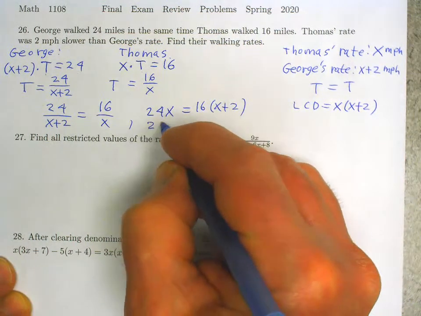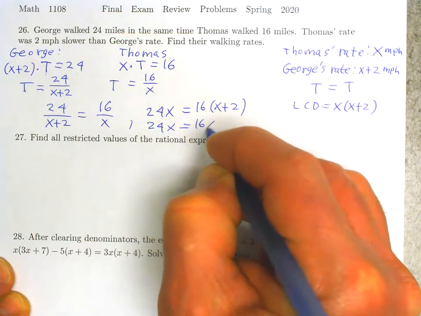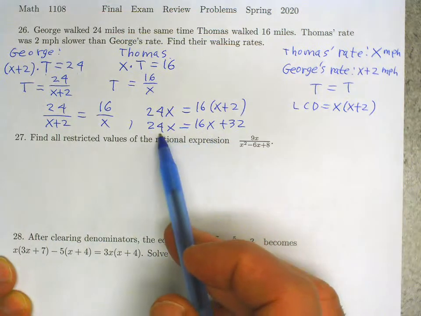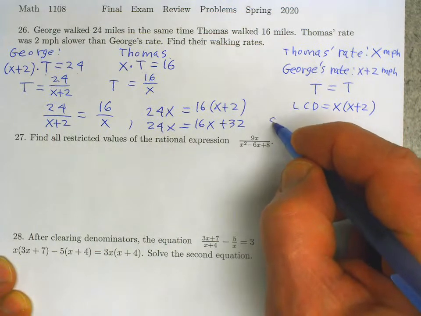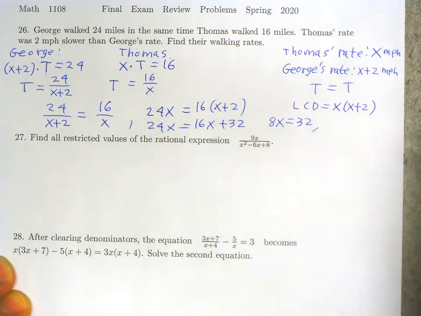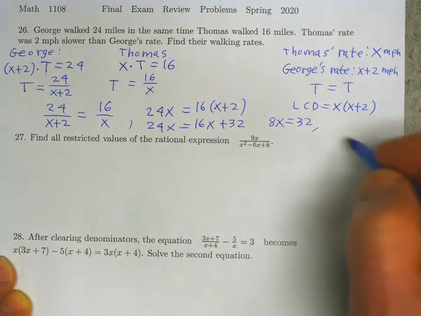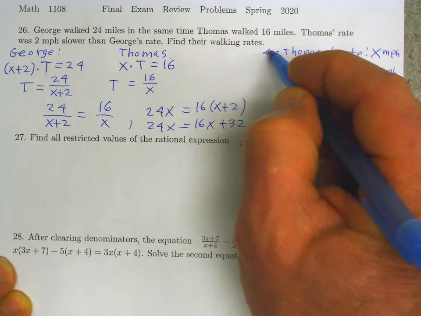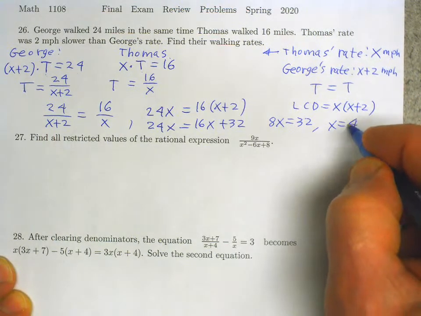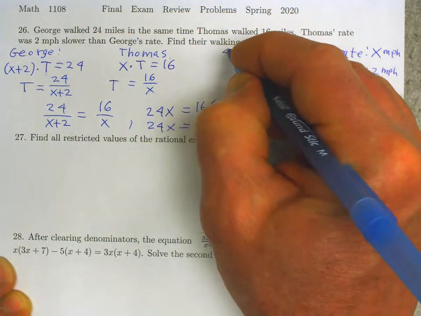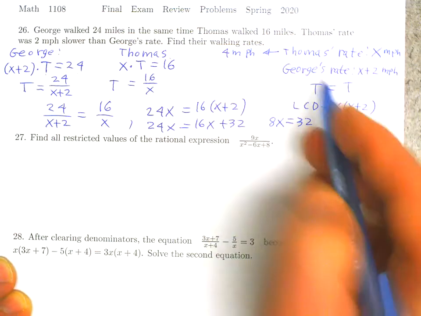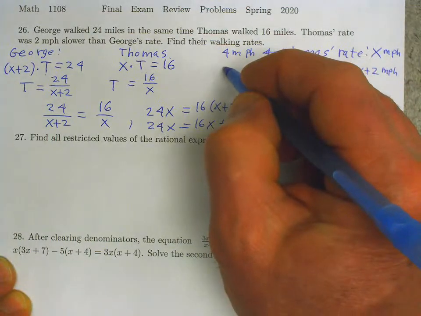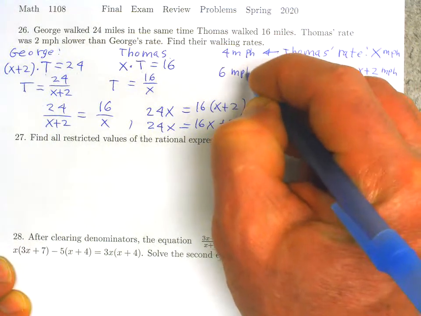Okay, so 24x equals 16x plus 32. Subtract 16x from both sides, we get 8x equals 32. And then divide both sides by 8, x equals 4. So Thomas's rate is 4 miles per hour. So 4 miles per hour for Thomas. George's rate is 2 miles per hour faster, so his rate is 6 miles per hour.